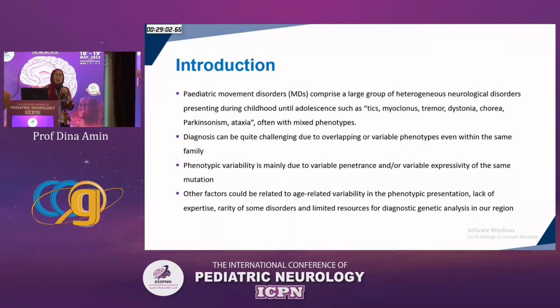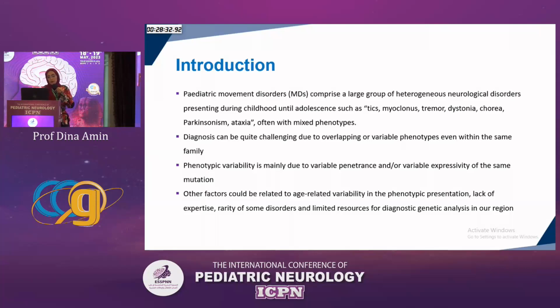So, as you all know, pediatric movement disorders comprise a large group of heterogeneous neurological disorders presenting during childhood until adolescence, like tics, myoclonus, ataxia, chorea, dystonia, Parkinson's, but often with mixed phenotypes. And diagnosis can be quite challenging in this age group. This is due to either overlapping phenotypic presentation or due to variable phenotypes within the same family, as Professor Dr. Huda, of course, touched base on this.